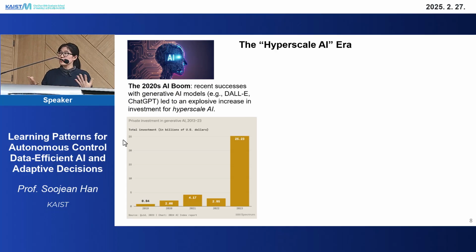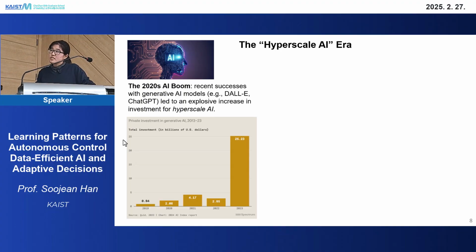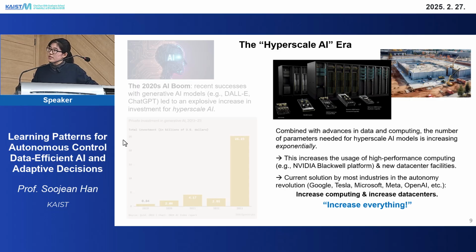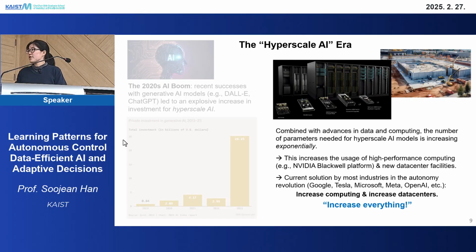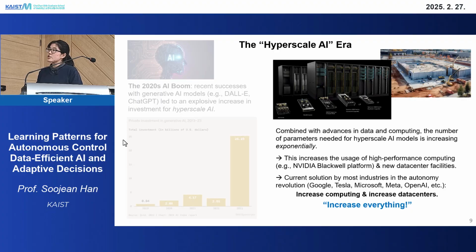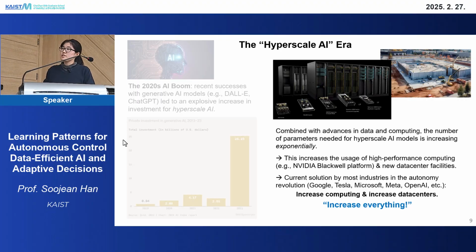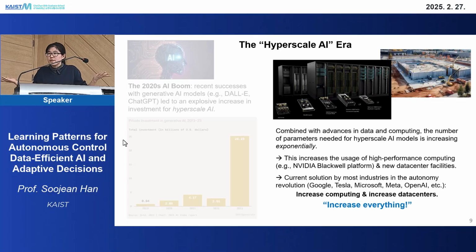Recent successes with generative AI models like DALL-E and ChatGPT led to an explosive increase in investment for hyperscale AI. Consequently, that needs lots of data and lots of computing because the number of parameters needed to train these models is increasing exponentially. So that seems to be the current solution adopted by most industries in the autonomy revolution, like Google, Tesla, Microsoft, Meta, OpenAI, and so on. Their solution is to increase computing, increase data centers, basically increase everything.